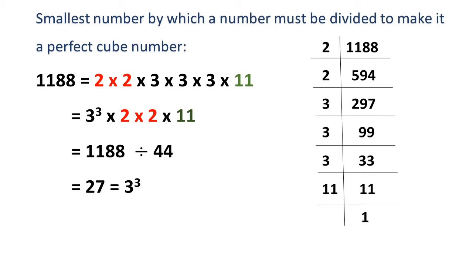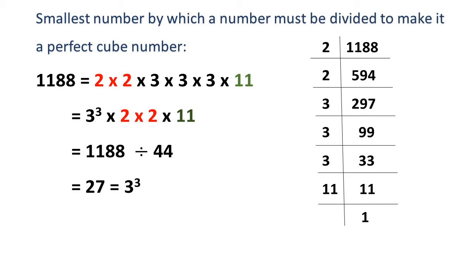See here, I have given you the example of 1188. First, I am going to find the prime factors. 1188 is divisible by 2. How many times? 594 times. 594 is again divisible by 2. How many times? 297 times. 297 is now divisible by 3. How many times? 99 times. 99 is again divisible by 3. How many times? 33 times. 33 is again divisible by 3. How many times? 11 times. And now 11 is divisible by 11 one time.